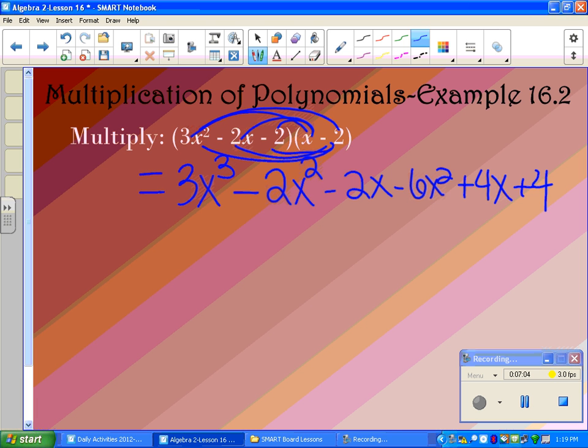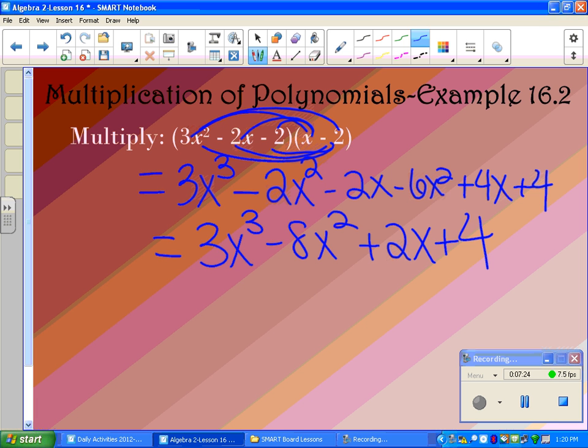Do we have 6 terms? So what would be our first term? The second term? Then what? Do you agree? Did you get the same thing? Any questions?